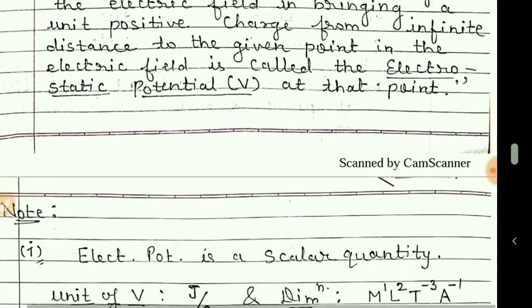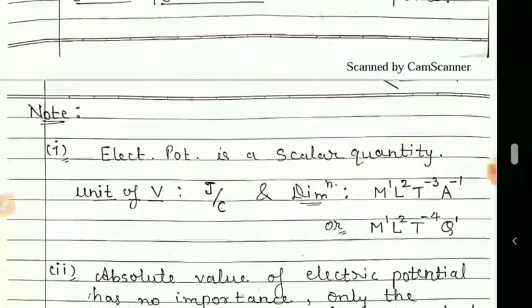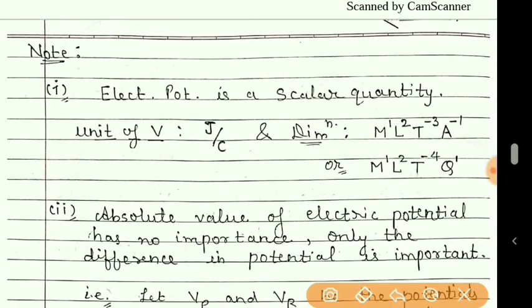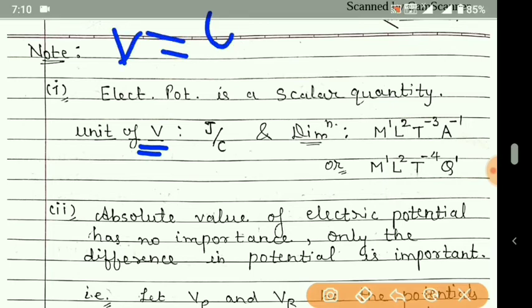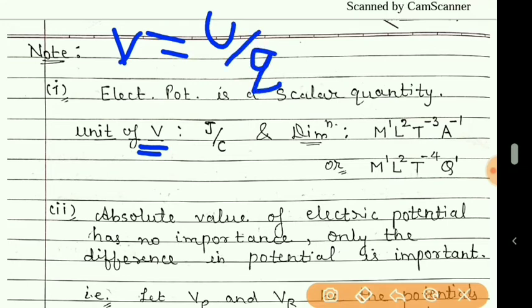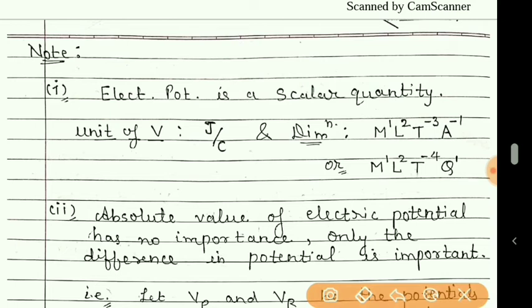Now let us see some important points. Unit of electrostatic potential. Symbol is V, and from the formula we can say that V is equal to U upon Q. This is the formula for electrostatic potential. And so energy, potential energy is in joule and charge is in coulomb. So unit of electrostatic potential is joule per coulomb.